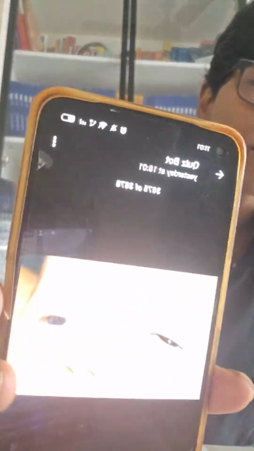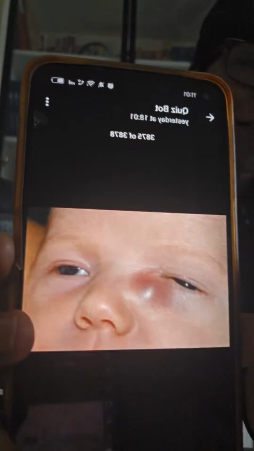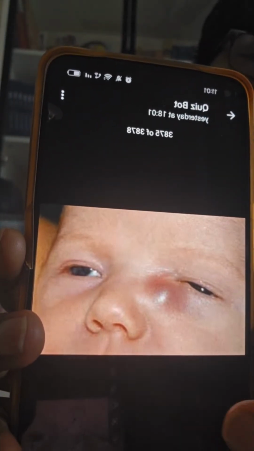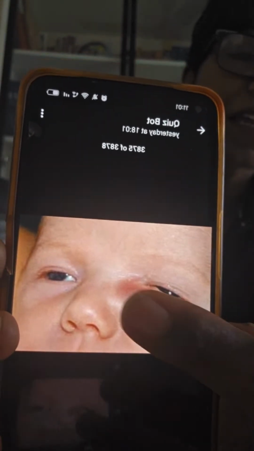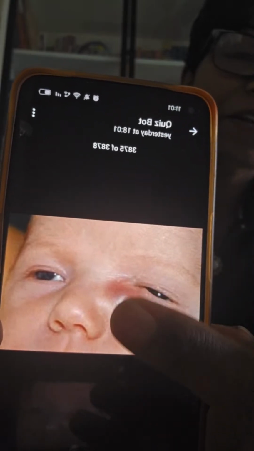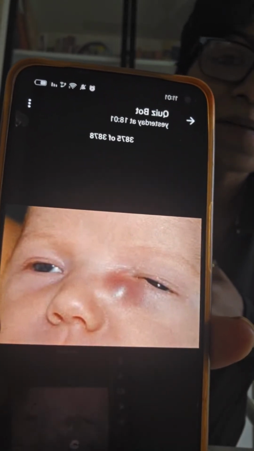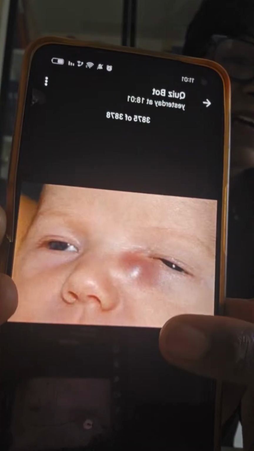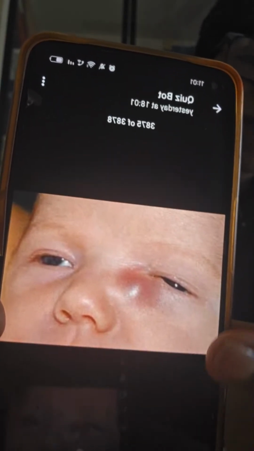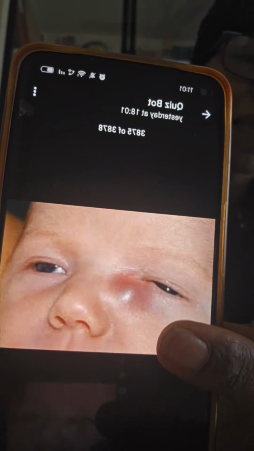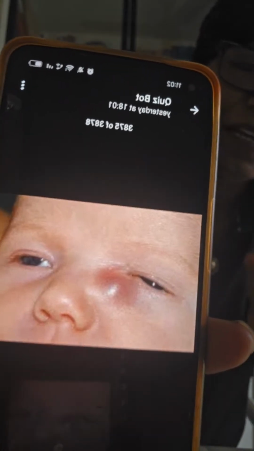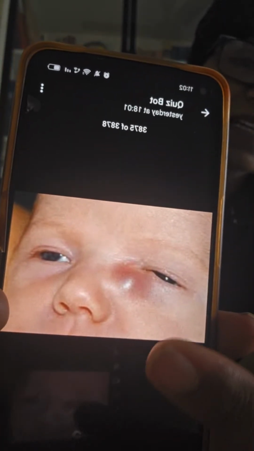So I guess the first question was image based. So this one was the image. You can see in the left eye of this baby, there is a swelling just below the medial canthal region. And the question says this baby is a 20-day-old baby and what would be the management? Now, first of all, what is the diagnosis?